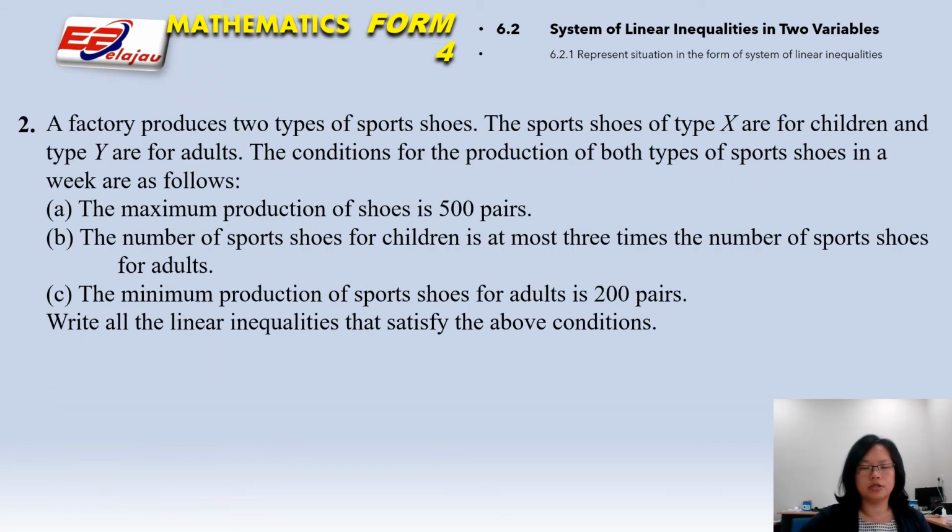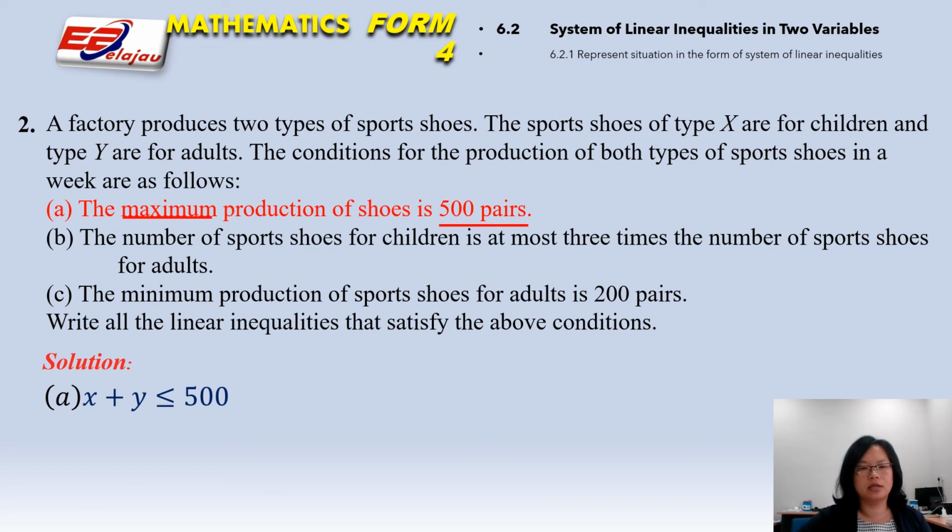Question number 2. In this question, it is also related to two variables, that is x and y, which are referring to the number of pairs of shoes. Condition A. The maximum production of shoes is 500 pairs. The production is related to shoes x and shoes y. Hence, we can represent the linear inequality by x plus y is less than or equal to 500 pairs.